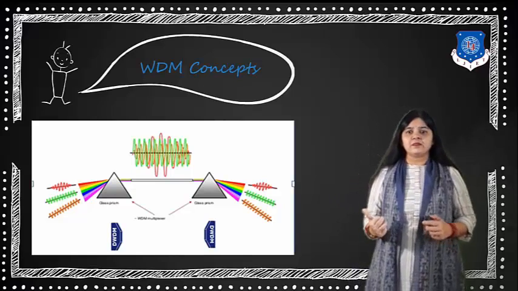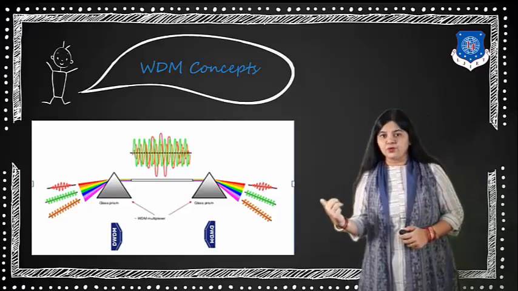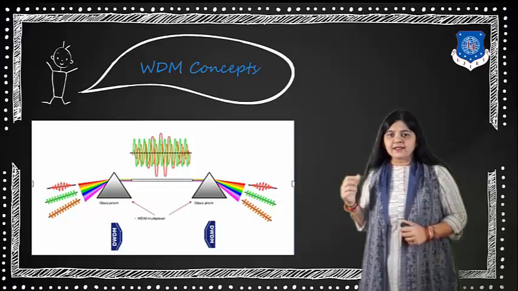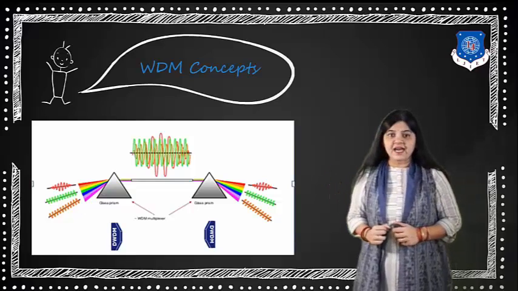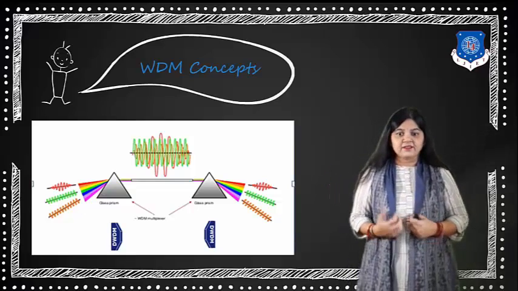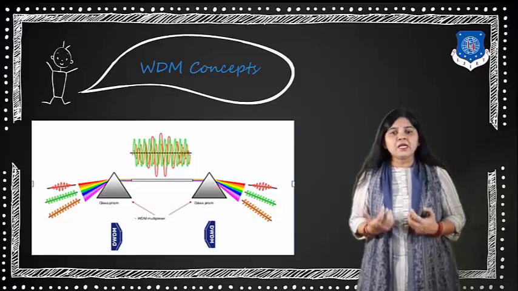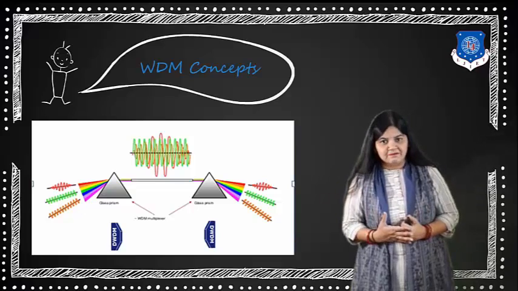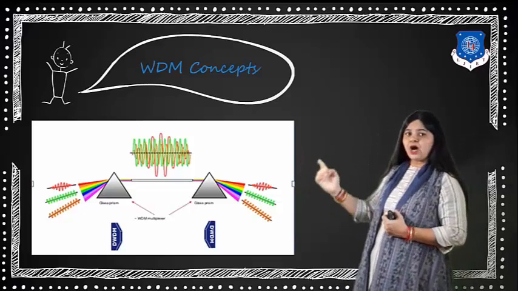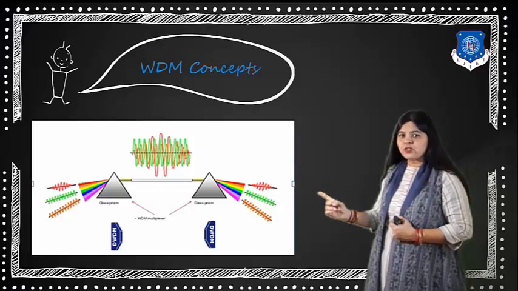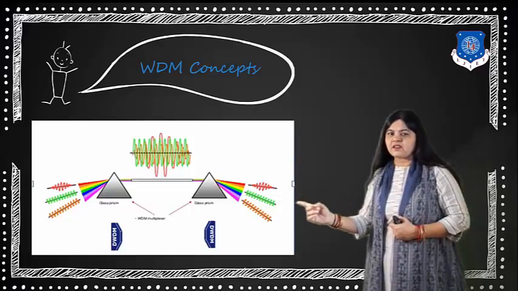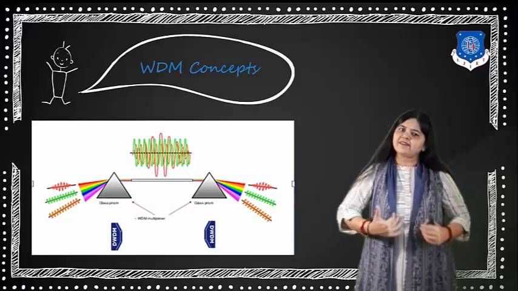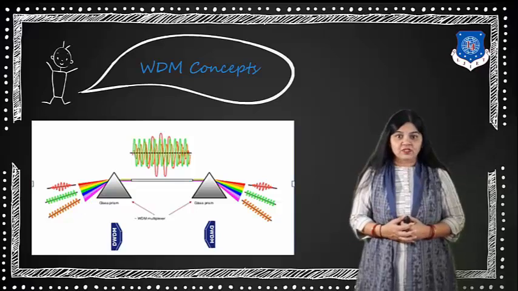Here you can see the diagram for the use of the prism at both ends. You can see the various colors of light having various wavelengths. These wavelengths can be combined by the multiplexer, that's a prism. You can see all the combined light output, which is received by the prism. Now another prism at the other end will separate out the wavelengths.